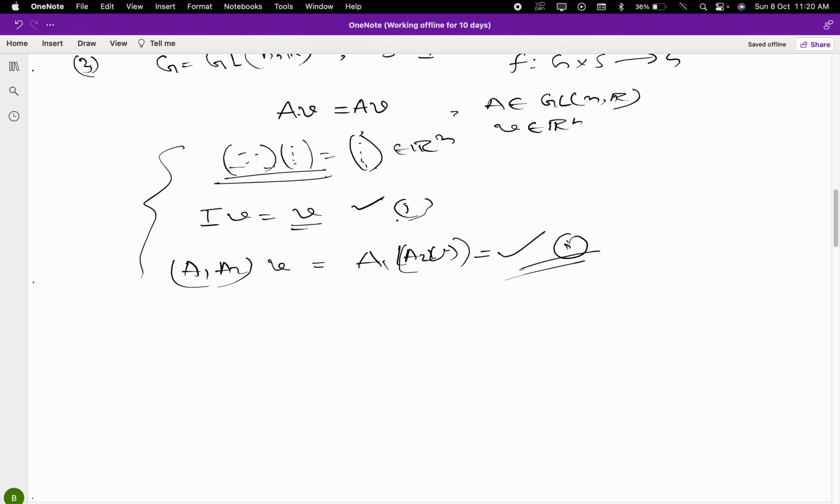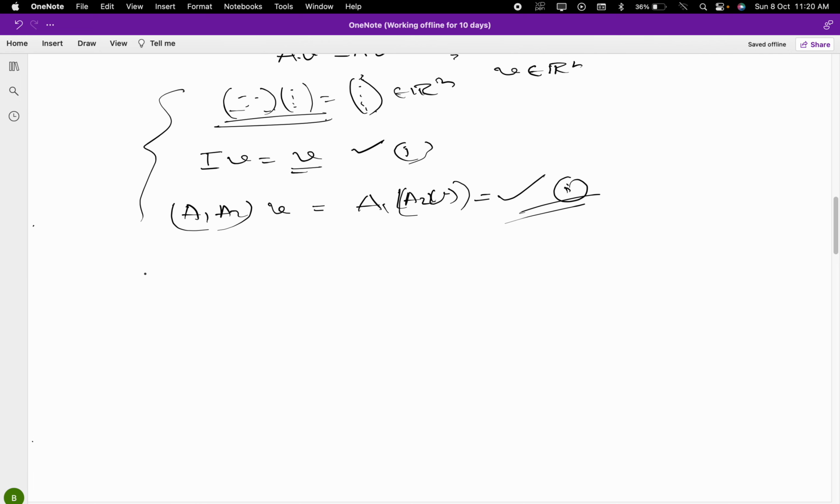But now can we take S to be G also? Don't you think that S is a set? We can definitely take S to be a group also, right? Yes, of course we can take it.